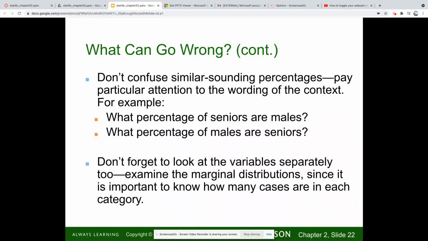Don't confuse the similar sounding percentages. Pay particular attention to the wording of the context. What percentage of the seniors are males? What percentage of the males are seniors? Those are two different things. Completely. Don't forget to look at the variables separately too. Examine the marginal distribution since it is important to know how many cases are in each category.